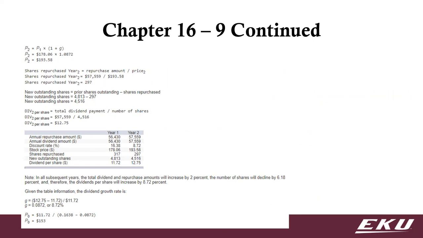And then you see in year 1 and in year 2 how the repurchase amount changes, how the discount rate changes, how the stock price is going up. All of those changes going on. The number of shares is going down through these repurchases. Dividends are going up. And you see what our dividend growth rate is, and then based on that, we can calculate the current price. So yeah, that part B was a bit more complicated.